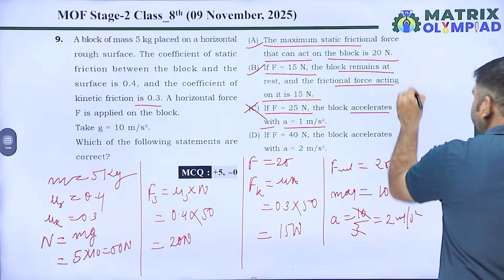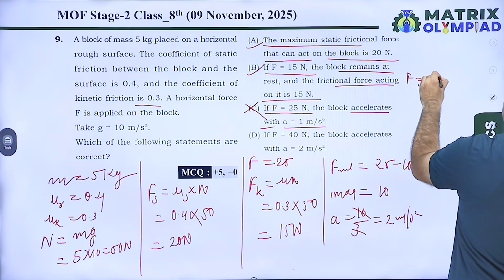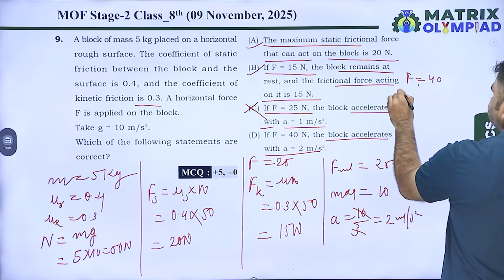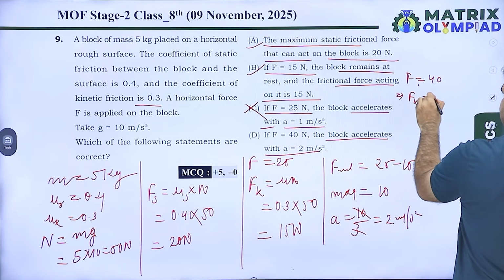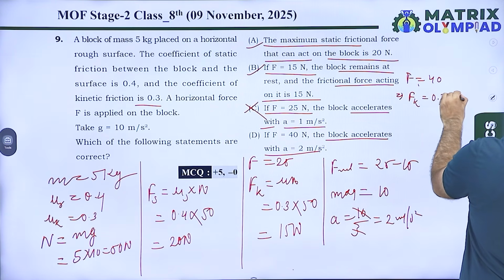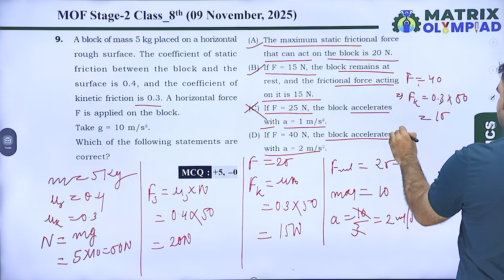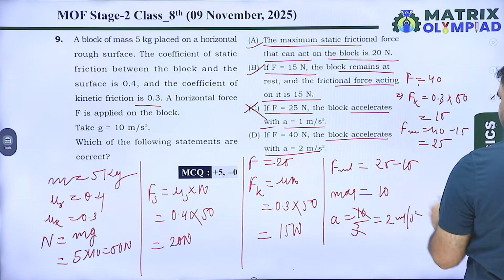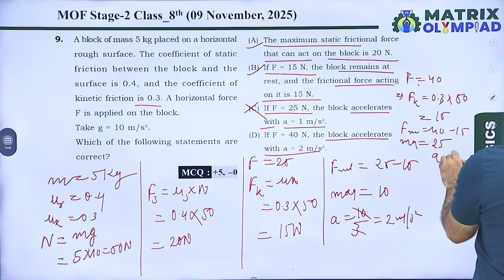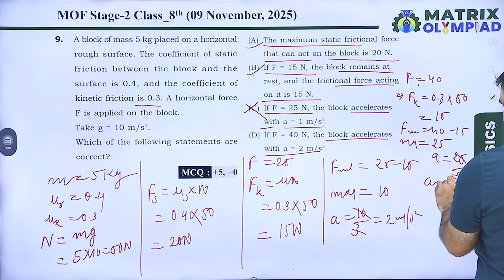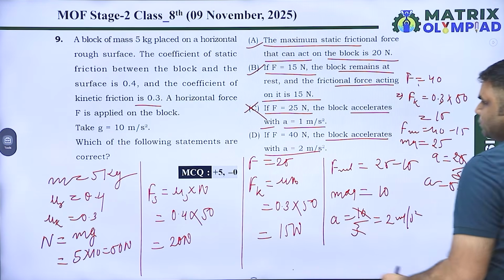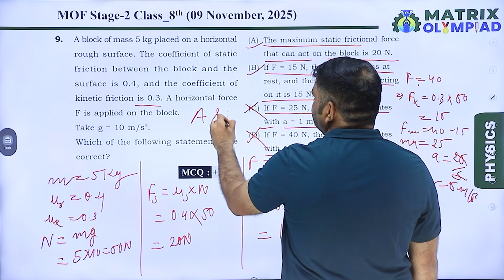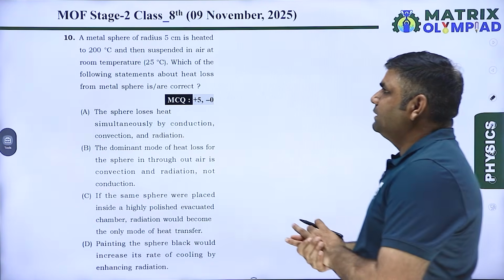If F is 40, the block accelerates with 2 meter per second square. So F of k is 0.3 multiplied by N is 50, that is 15. So F net is 40 minus 15, that is 25. F equal to ma, so a is 25 divided by 5, so a is 5 meter per second square. So D is incorrect. So our correct options for question 9 are A and B. Move to the next question, that is question number 10.